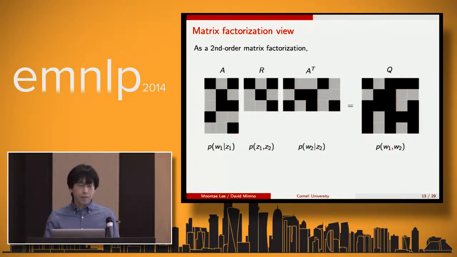Based on that model, our goal is to factorize our word-word co-occurrence matrix Q, on the right-hand side, into 3 different chunks: A, R, A transpose. A is the same topic matrix, corresponding to word given topic, and R models the joint distribution between topics.